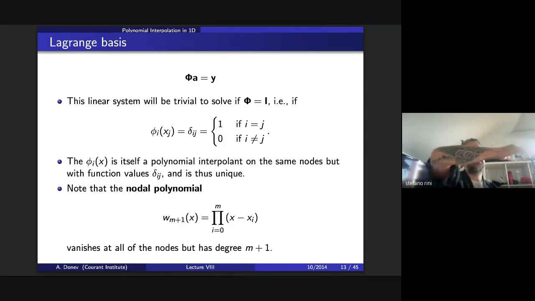Okay, so we imagine something that crosses the 0 point, the y equal to 0 at the various nodes, then it goes up to 1 and it goes down to 0 again. Okay.